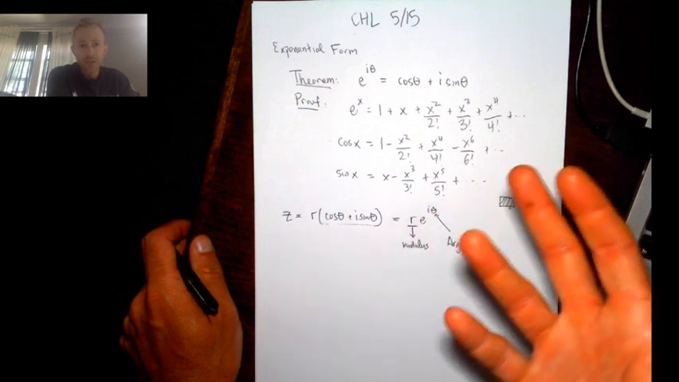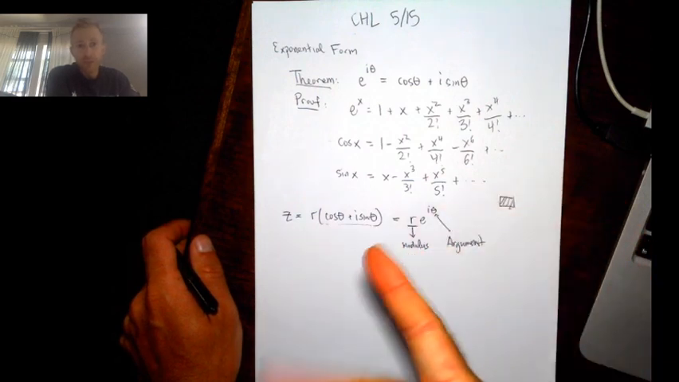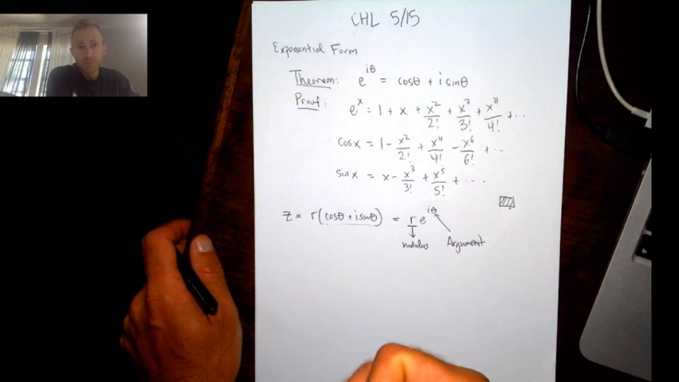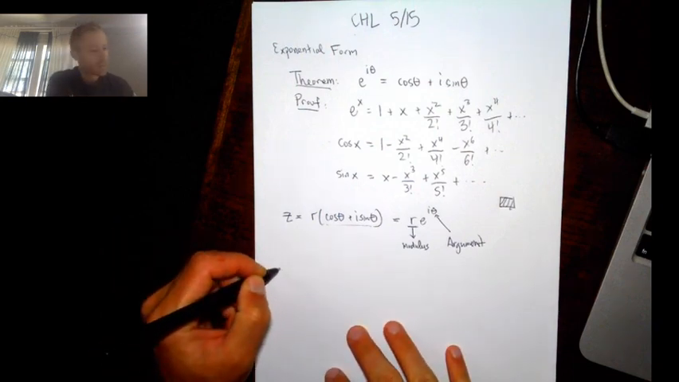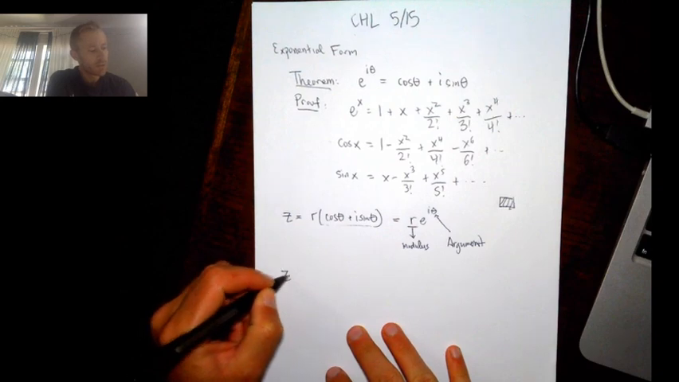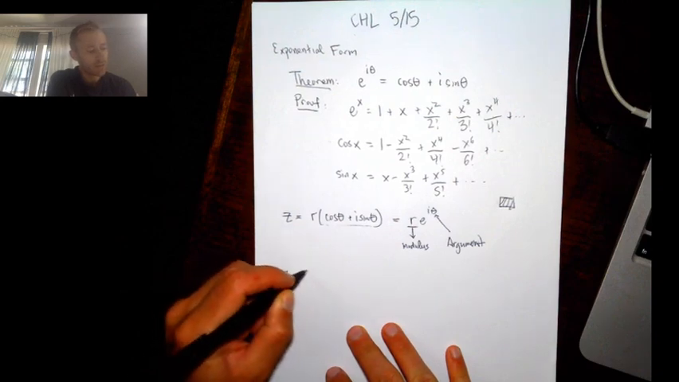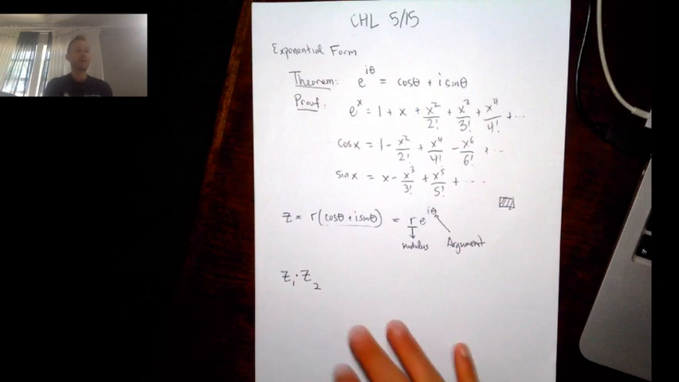Complex numbers make it really easy to multiply complex numbers too. So let me show you how that works. What if we have z1 times z2?